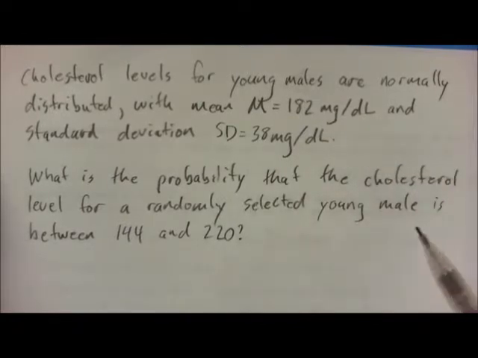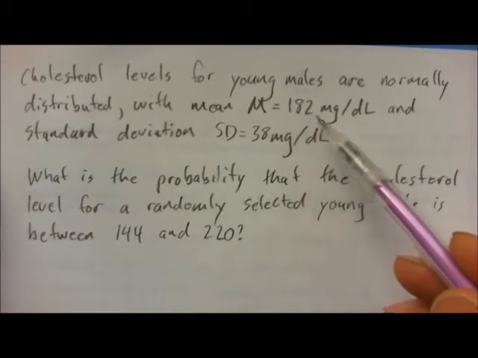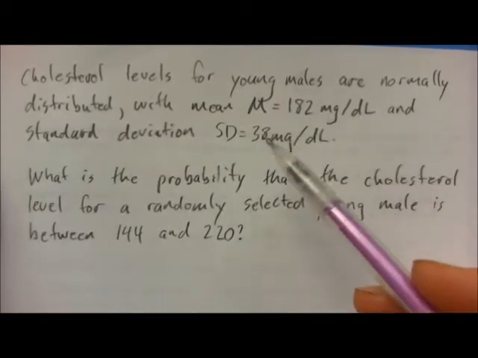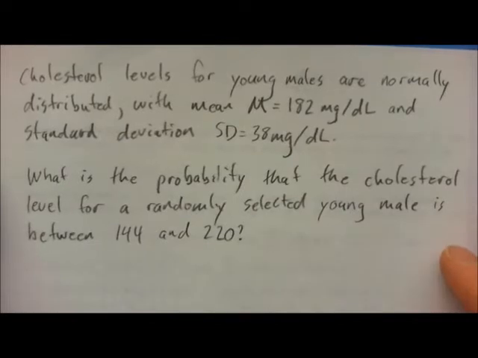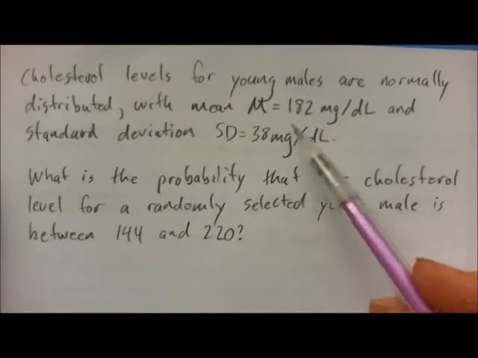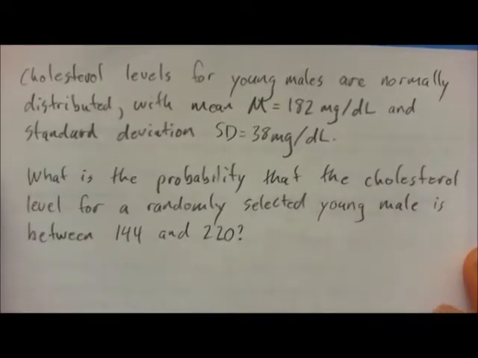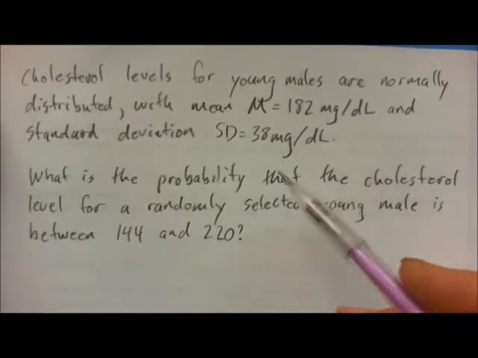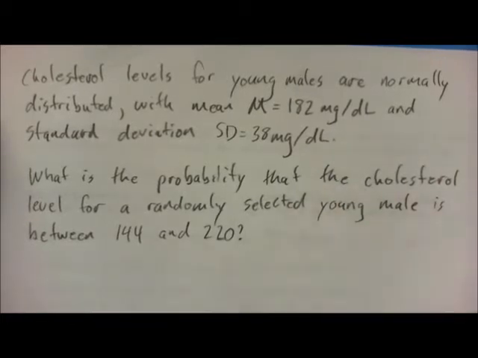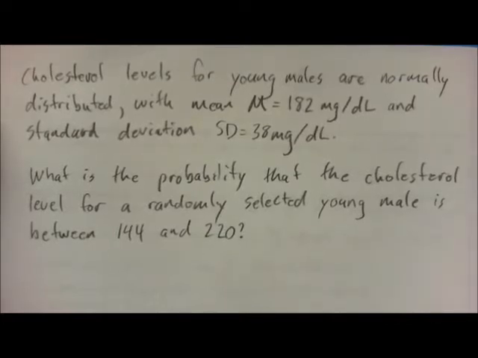What we know is that cholesterol levels for young males are normally distributed with a mean of 182 milligrams per deciliter and a standard deviation of 38 milligrams per deciliter. It's important to recognize that most measurements we deal with will have units, but we'll dispense with the units as we go through. It's a little clumsy to write them every time. So let's start off with the question of what is the probability that the cholesterol level for a randomly selected young male is between 144 and 220.